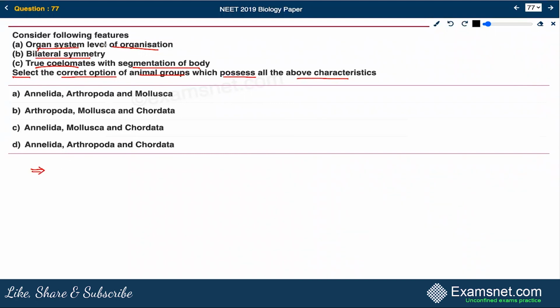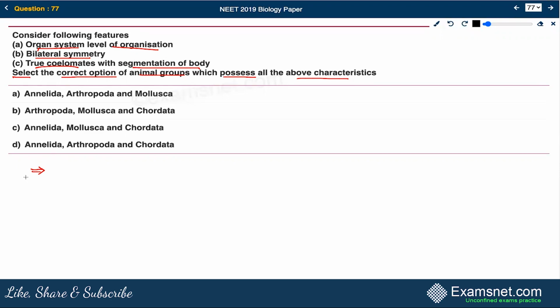Now you have to consider the following features. Regarding organ system level of organization, this is a higher category of organization. Organ system level of organization is seen in Annelida, in Arthropoda, and Mollusca also. But if we look at the important features, Annelida shows the basic property of segmentation, that means metameric segmentation.